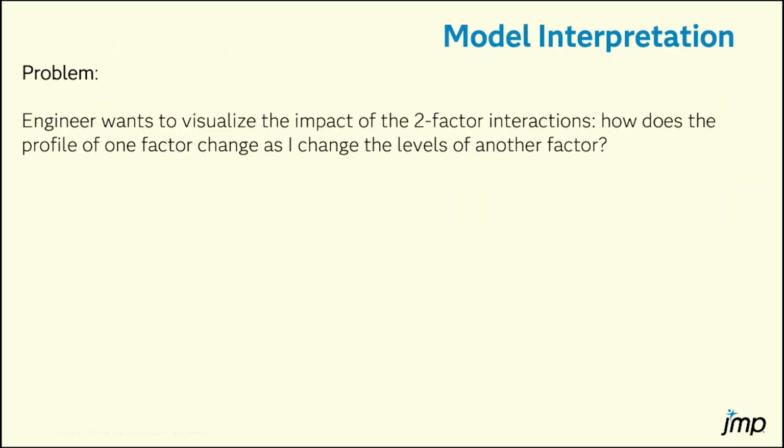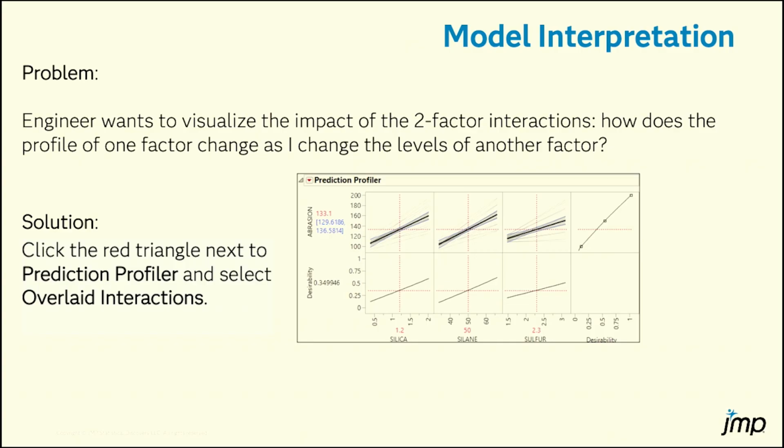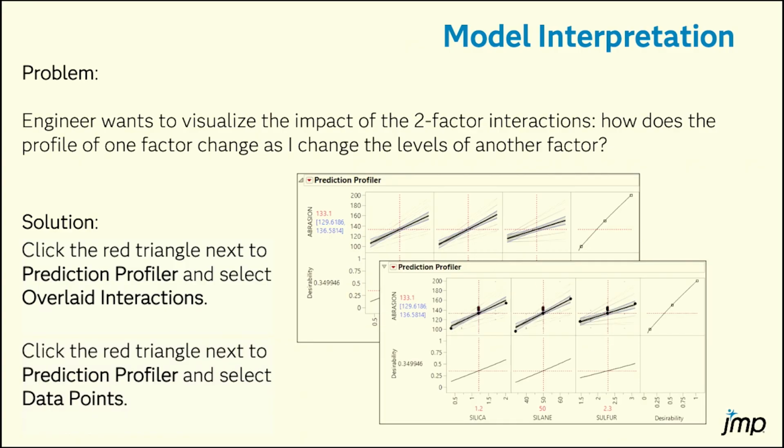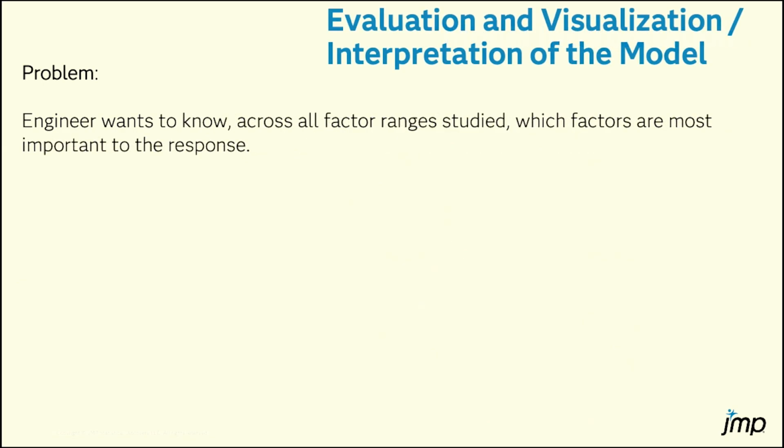So if I want to visualize the impact of two-factor interactions, how does the profile of one factor change, the steepness of it as I change the levels of another factor? This is called overlaid interactions. And another thing I can do is turn on those data points, again, to help understand how supported is the model in that region that I'm looking. So we'll do that in the demo in just a few minutes.